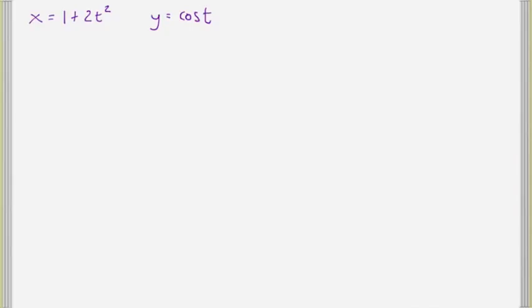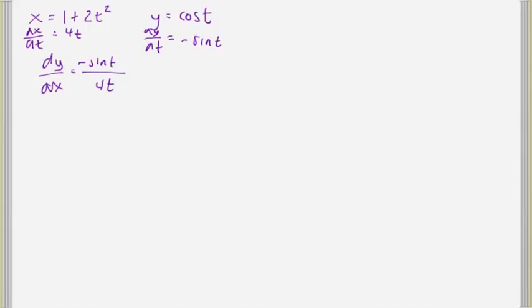If I want to find a derivative, dy dx, then we need to find the y derivative and divide that by the x derivative. Okay, so for the derivative of parametrics, take the derivative of each of them, and then dy dx is just the y derivative divided by the x derivative.